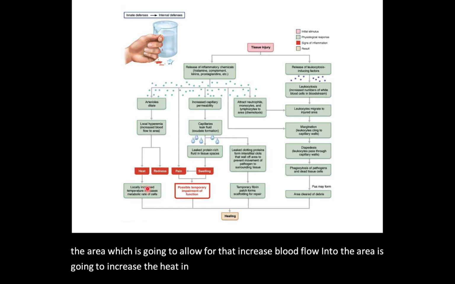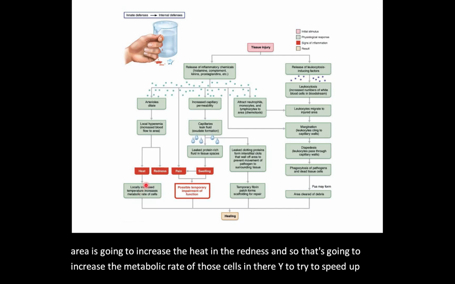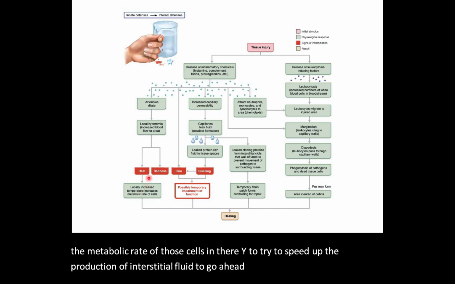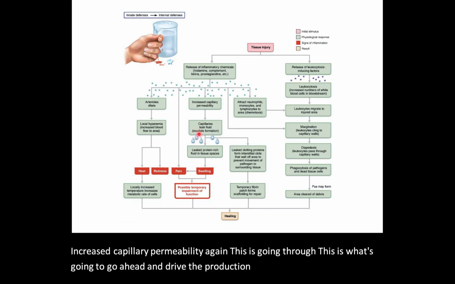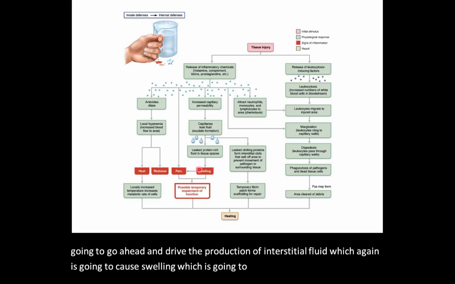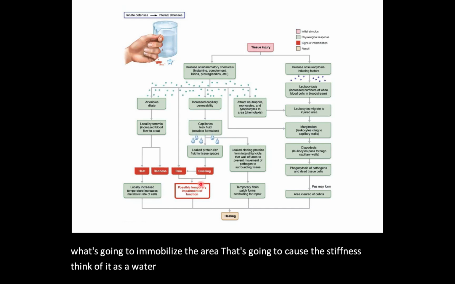All right, and so that's going to increase the metabolic rate of those cells in there. Why? To try to speed up the production of interstitial fluid to increase the swelling. Increased capillary permeability. Again, this is what's going to drive the production of interstitial fluid, which again is going to cause swelling, which is going to cause pain and swelling. That's what's going to immobilize the area. That's what's going to cause the stiffness. Think of it as a water cast that's being created from inside the body.